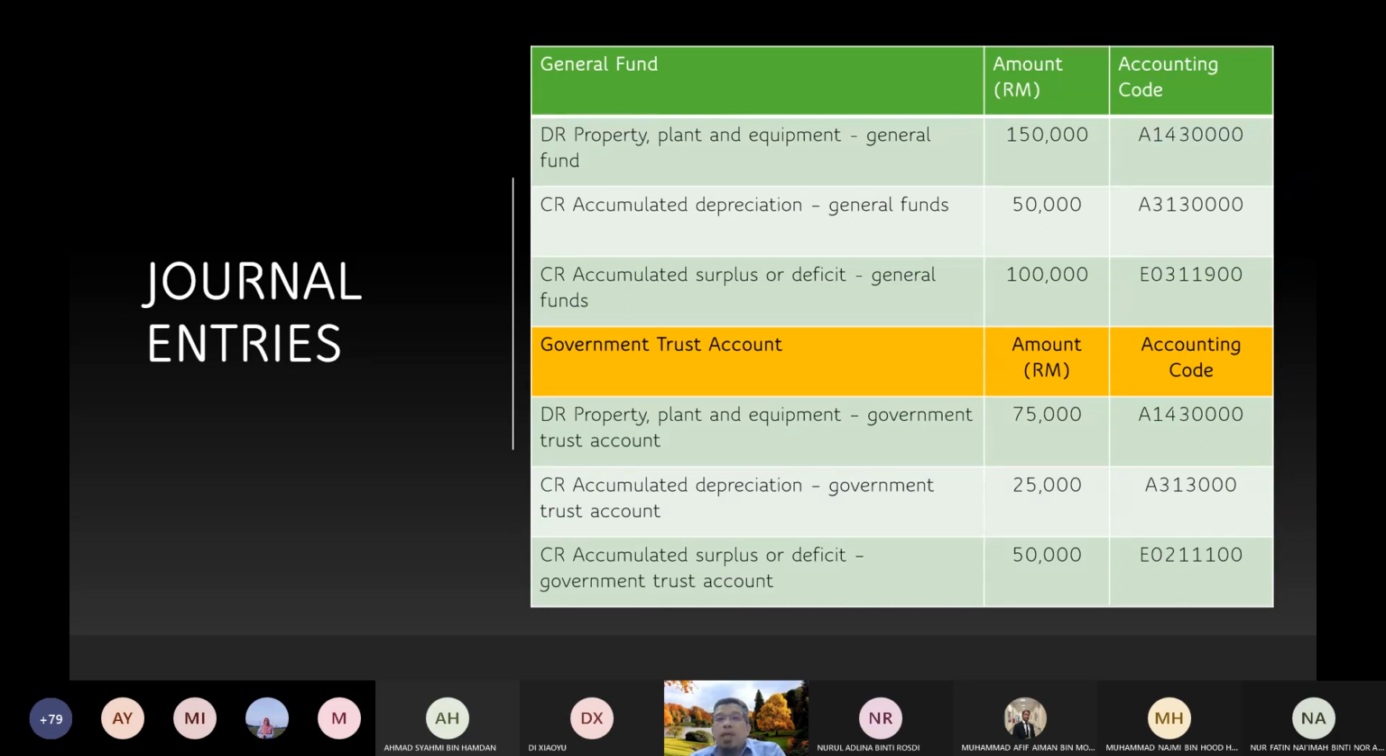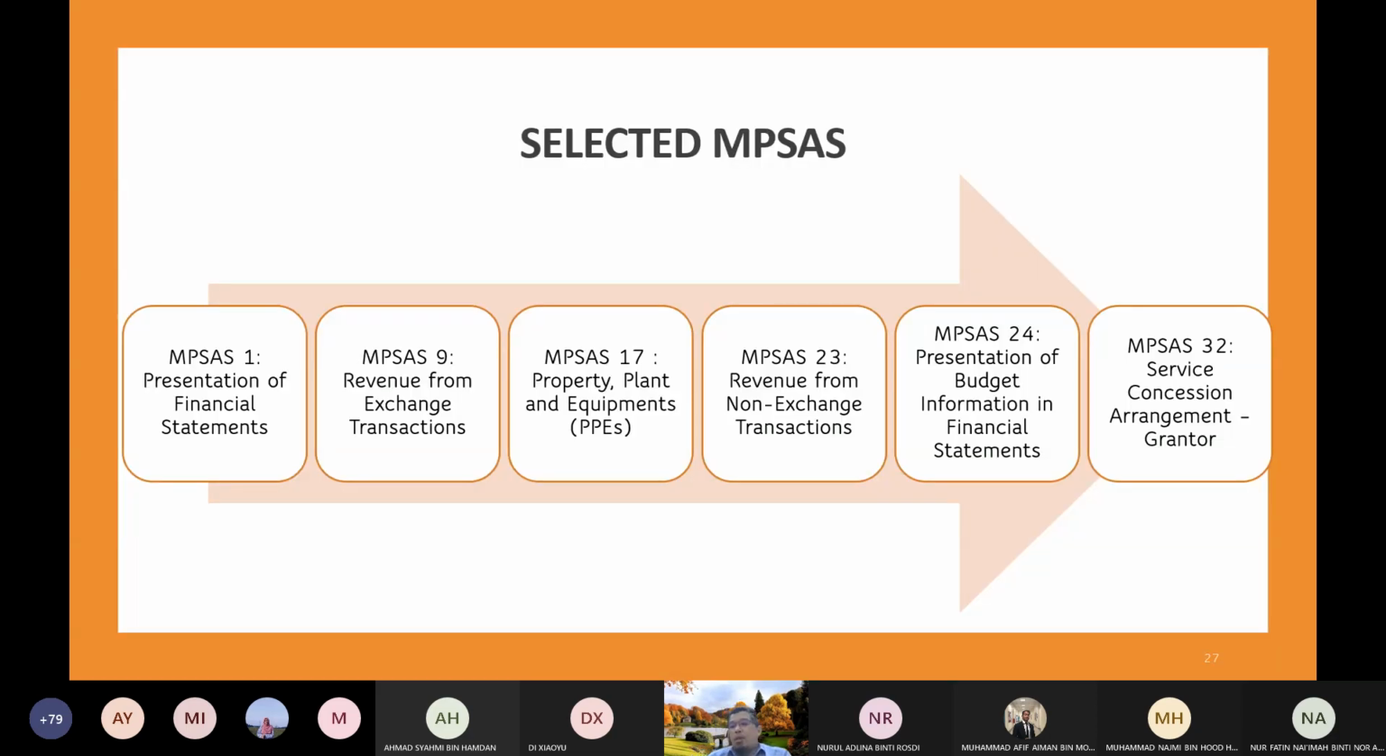Okay, so from there, basically the coding must be important to make sure that which fund they belong to is clearly identified. Okay, so in that sense, the financial statement of general fund can be prepared. Financial statement for government trust account can also be prepared. Right, so as an example, now we will look at selected MPSAS. I think this is what we'll cover for this class: MPSAS 1, MPSAS 9, 17, MPSAS 23, 24, and 32. Okay, for this semester.